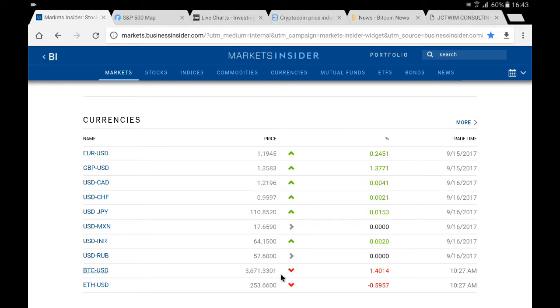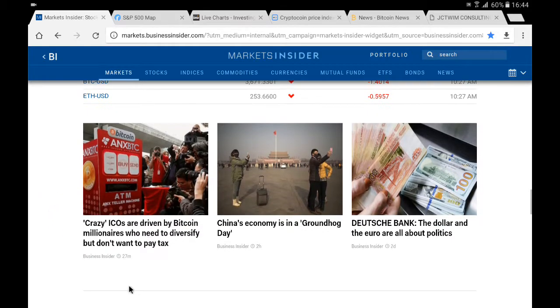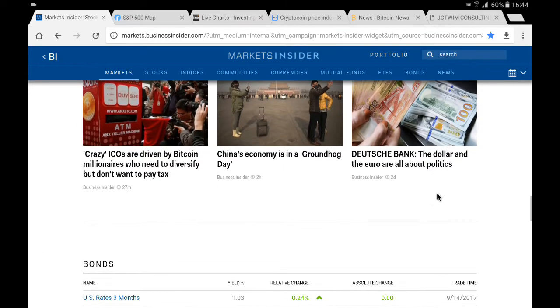Cryptocurrencies, Bitcoin USD going down, and Ethereum USD going down. So that's it. And over here, crazy ICOs is driven by Bitcoin millionaires who need to diversify but don't want to pay taxes. We just saw that earlier. And over here, China's economy is in a groundhog day. And remember the particular news about Bitcoin and China. So when you're gonna analyze the cryptocurrencies, we're gonna have a look at that. And over here, Deutsche Bank, the dollar and the euro all about politics, and that's true.